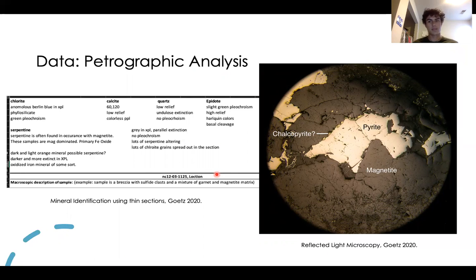And on the left, I just have one of my spreadsheets I was working on, and it's just mineral identification through the use of polarized microscope. And on the right is actually reflected light microscopy. And we see the mineral right here, this dark mineral. That's actually magnetite, which is an iron oxide. And here we see, or what I thought I saw was chalcopyrite, which is a copper iron sulfide, and pyrite, which is an iron sulfide.